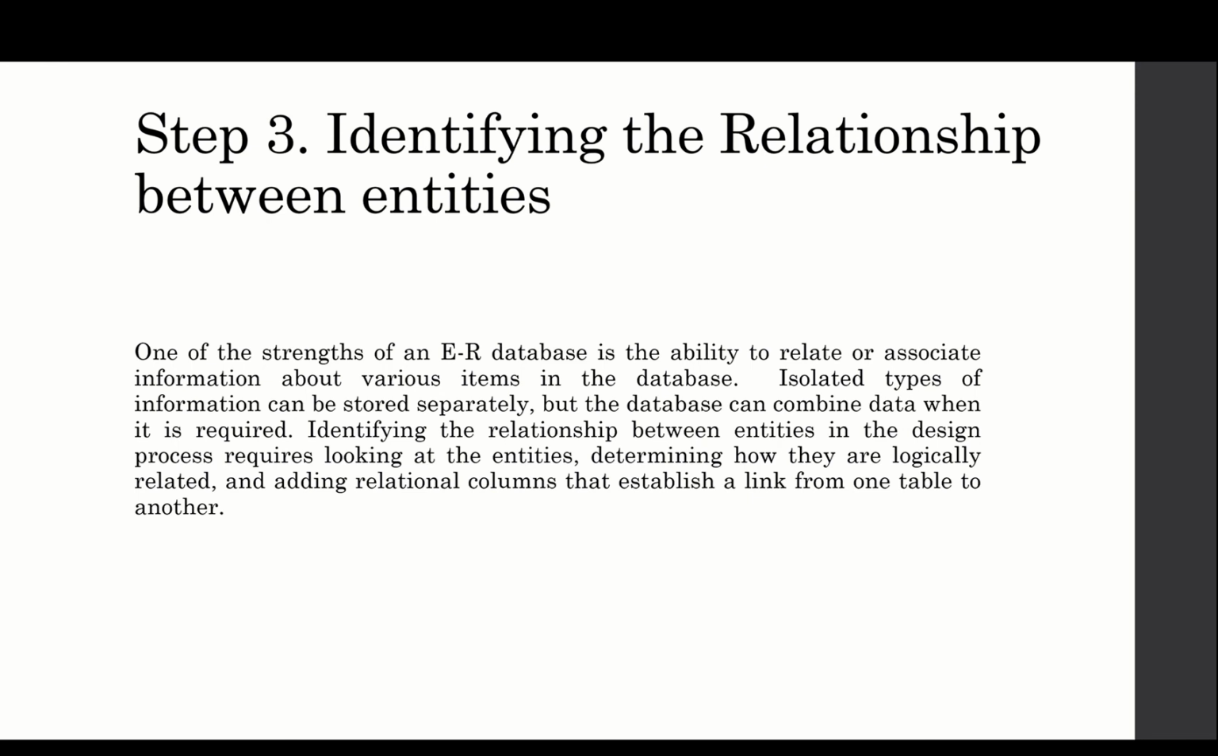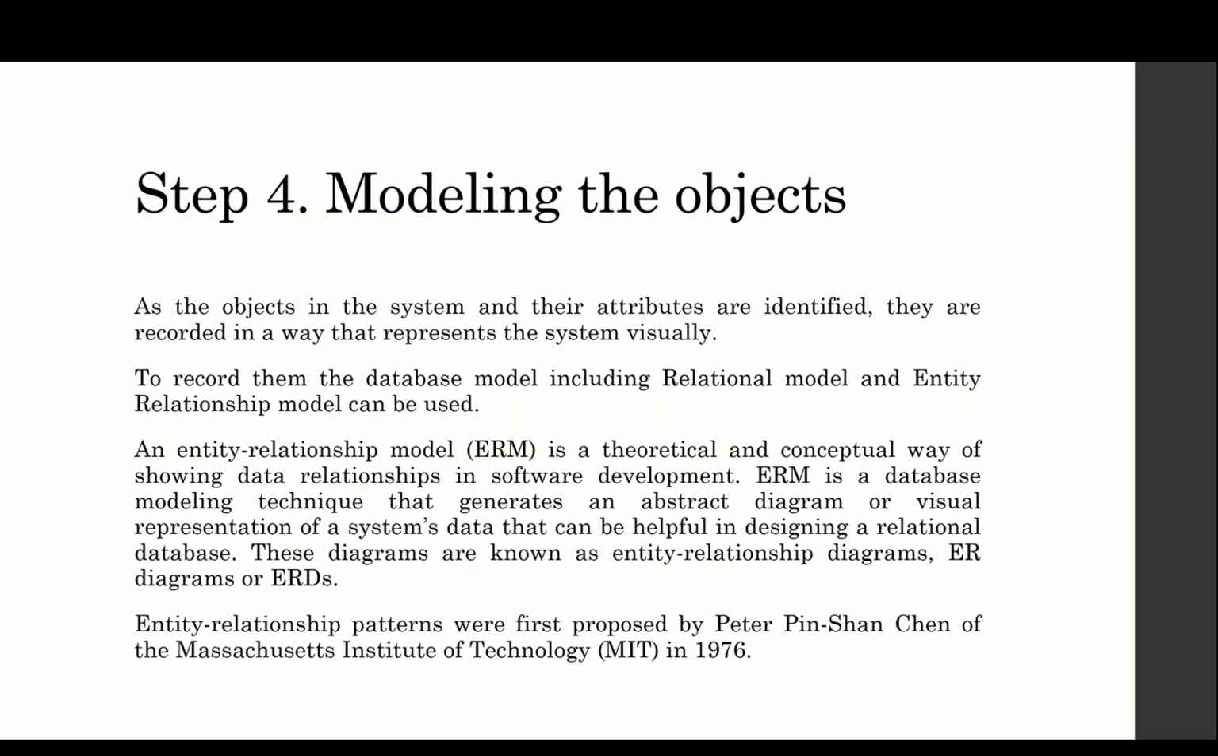Remember that here we are in a relational model where the entities in the database should be related to each other. Step number 3, now you are going to model the object. As the objects in the system and the attributes are identified, they are recorded in a way that represents the system visually. So now, in modeling the object, we use a technique we call an entity relationship model.